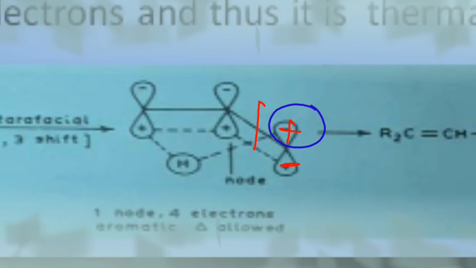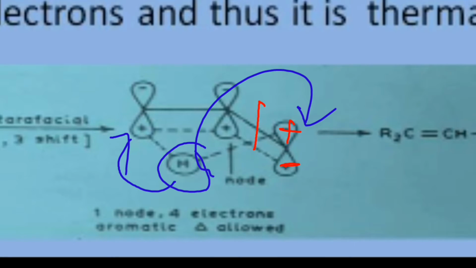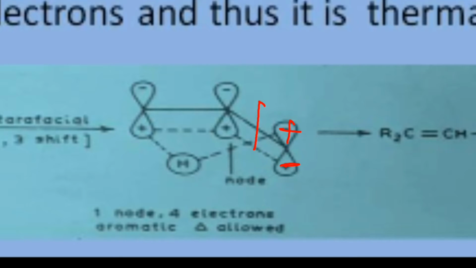Now here if we give one node, then this sign is positive and the opposite lobe is having a negative sign. That means now this hydrogen is shifted towards the opposite ends. That is nothing but an antarafacial process. Now since here one node is given, as per rules of PMO method, 4 pi electrons, one node, aromatic, so it is a thermally allowed process. So in this way, antarafacial process is thermally allowed.